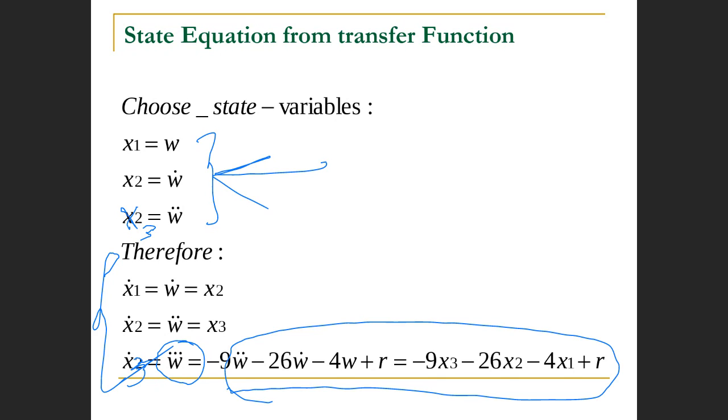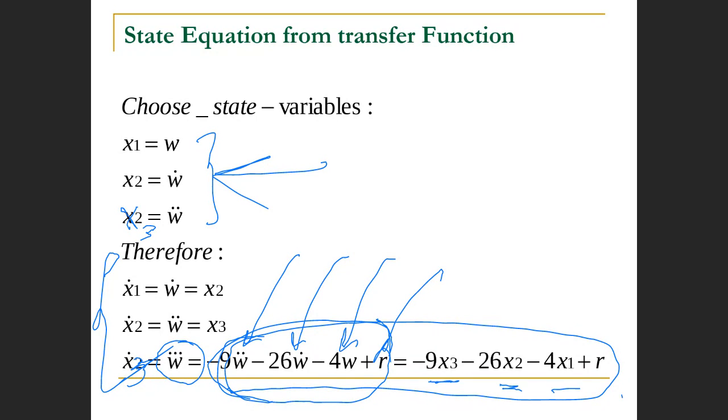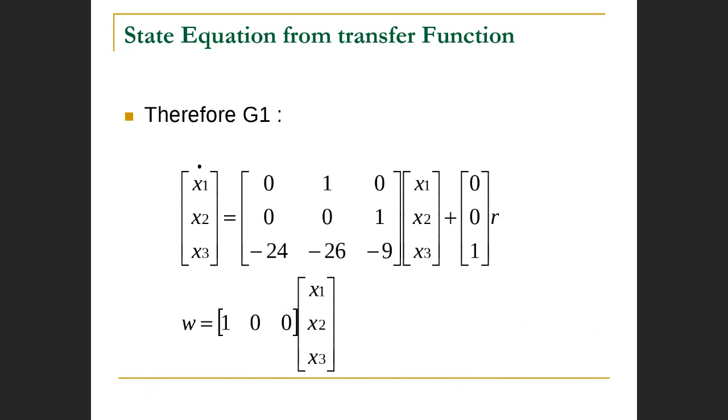Now, when we look at this expression, we can see that all the elements are in fact state variables and input. This is a state variable, this is a state variable, this is a state variable, and this is an input. Specifically, you have X3, X2, X1, and R. Okay? So that's where we're at. Go ahead with the question.